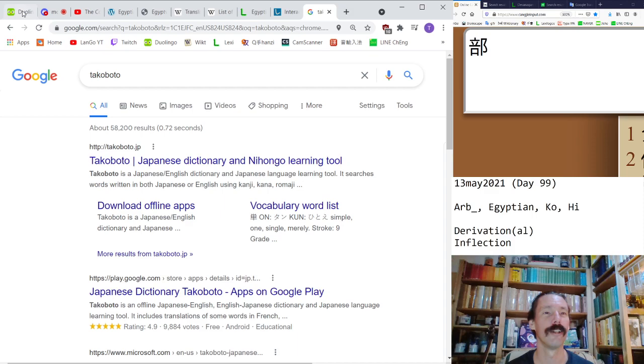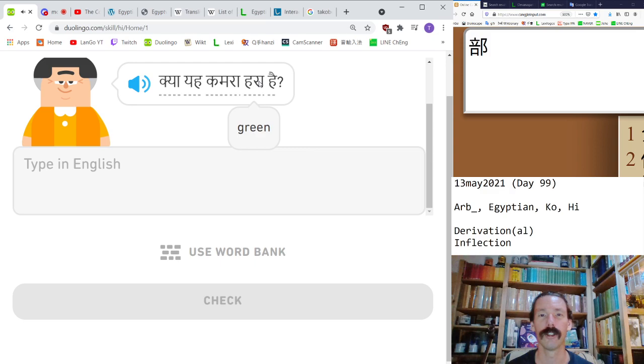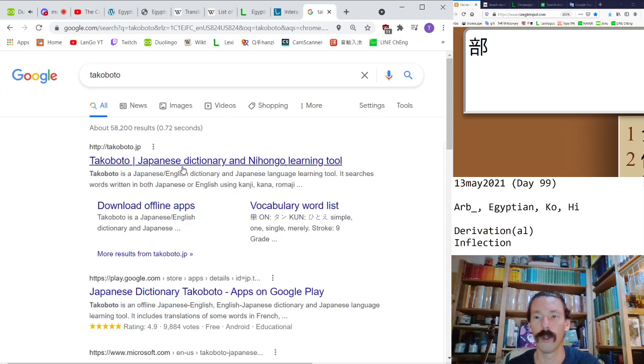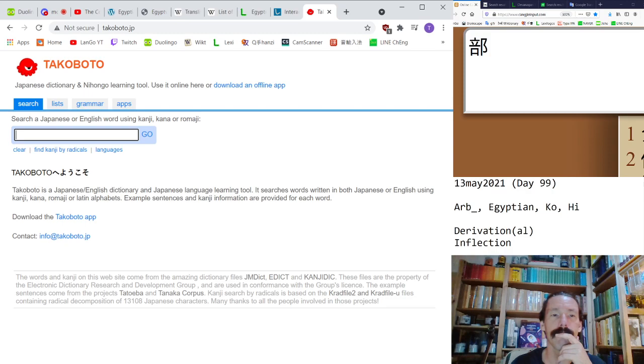Kya yaha kamra? Hara. Green. Okay, we're not hooked up with that. So, what? This room is green? Is this room green? Kono heya wa midori desu ka? Hara is green. Oh. Hara, it is green. Yeah. Good.